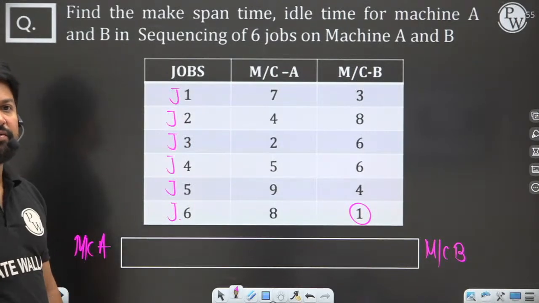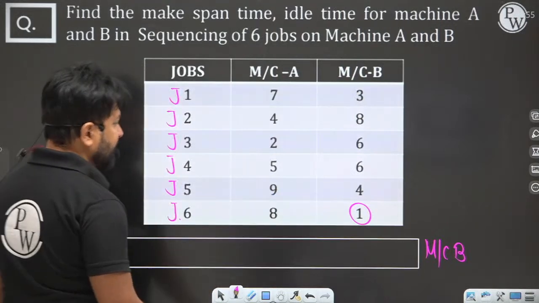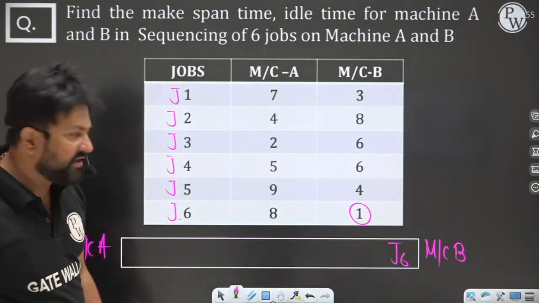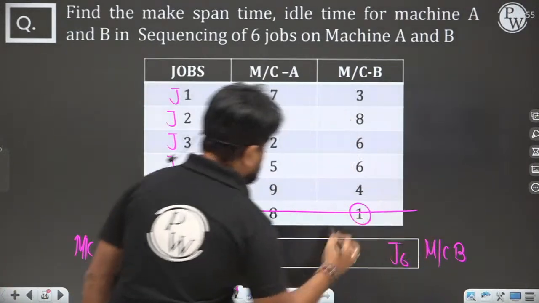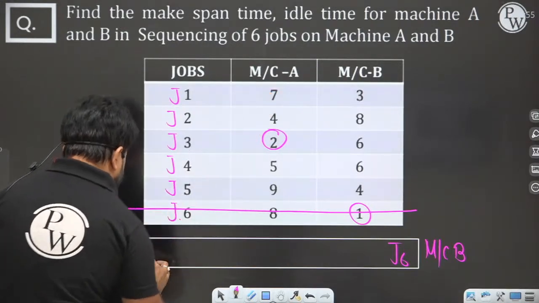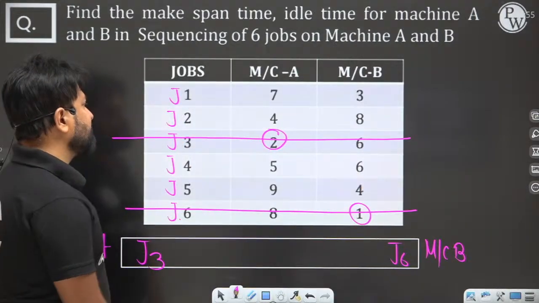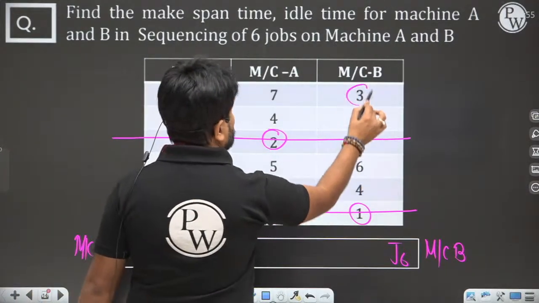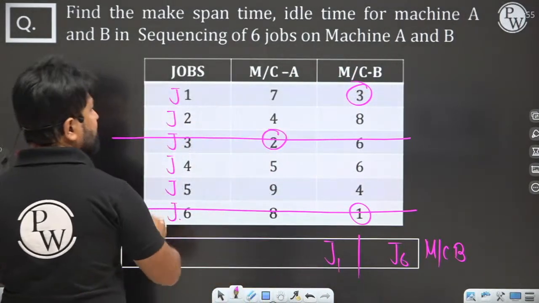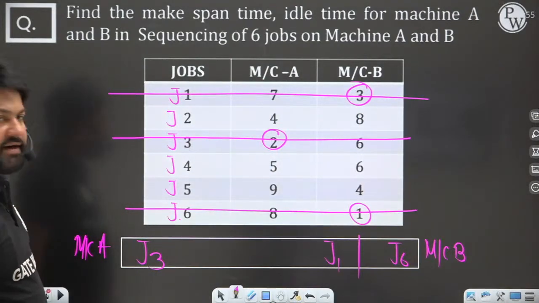Now, the minimum processing time is 1 on B. So, arrange J6 near machine B. Now, remove this row. Select the minimum processing time, that is 2 of J3 on machine A. So, J3 will come. Remove this. Select the minimum processing time, that is 3 of J1 on machine B. Arrange J1 near machine B. Remove that row.